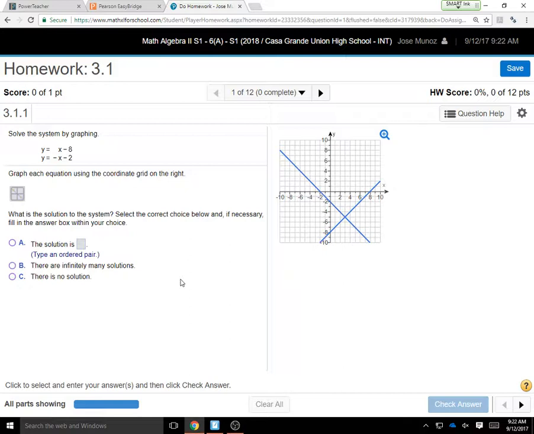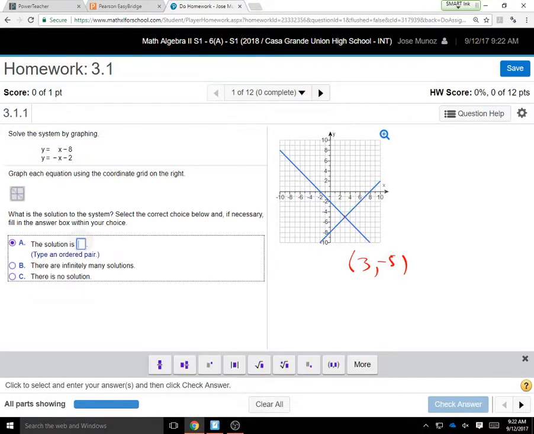Well, I'm looking for where the two lines are the same, which is where they cross each other. When the two lines cross each other, this exact point right there, the two lines are going to be the same. So I guess the question is, what coordinate is that? And that would be 3, comma, -5.